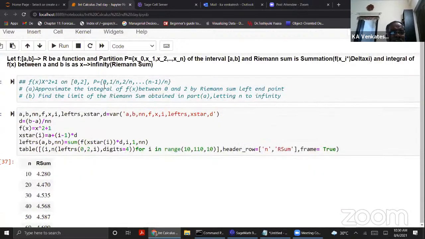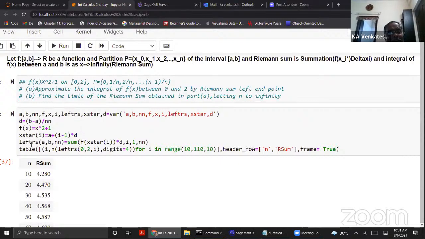For that, a and b are known to us, n is the number of subintervals, f is the given function, and d is the width that we multiply with it. Left RS is the left endpoint Riemann sum, x star is the point where the maximum or minimum value is attained, and d is the width of the interval. These are defined as variables; d is nothing but b minus a by the number of subintervals. f of x is given, and x star is a plus i minus 1 times d for the left point. If you want the right endpoint, you change it to a plus i times d. Only the endpoint changes.